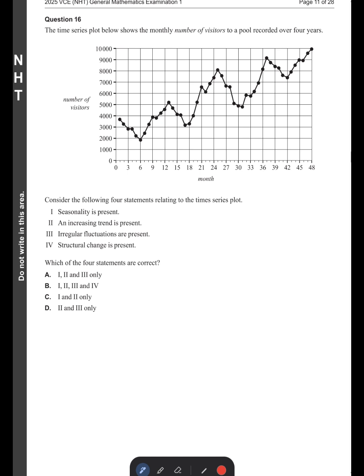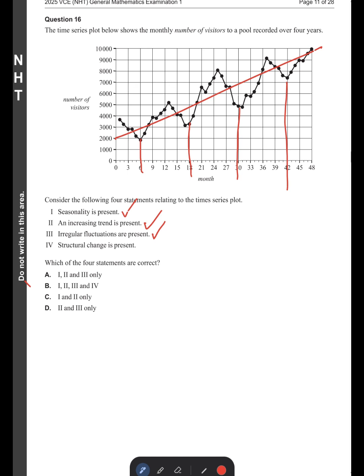So question 16, consider the following 4 statements of this time series plot. Seasonality is present, so let's have a look. We've got 6, 18 is pretty low, 30 is pretty low. So we see that all these values that are low, they're all within 12 months. Okay, so seasonality, yes. An increasing trend is present. Yes, because it's going up in general. Irregular fluctuations are present. Yes, because that always happens in every time series plot.